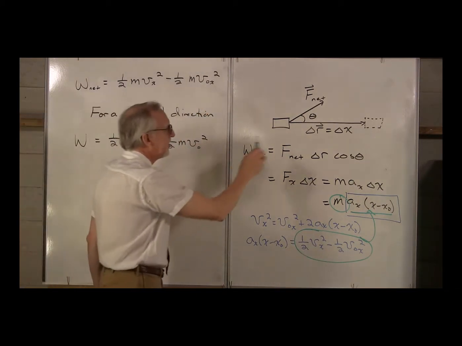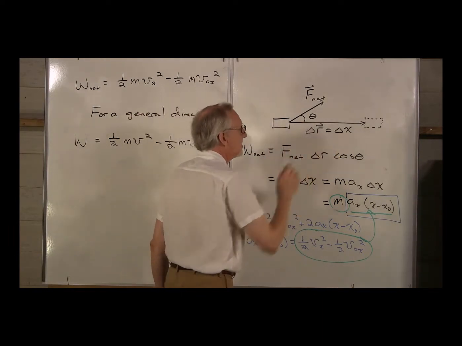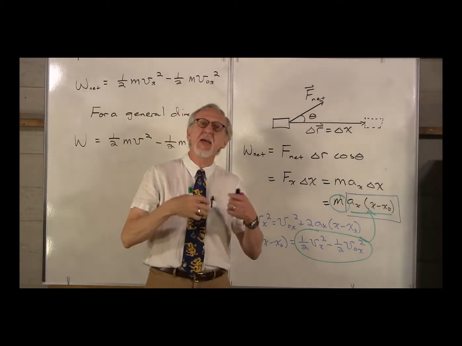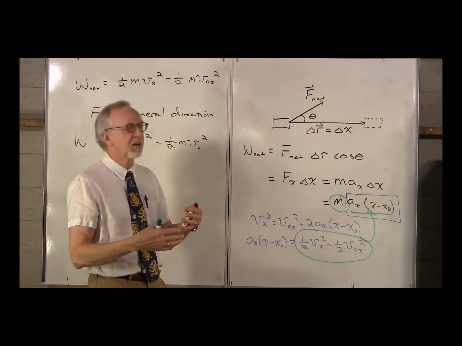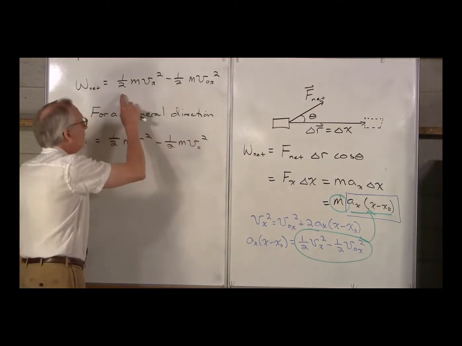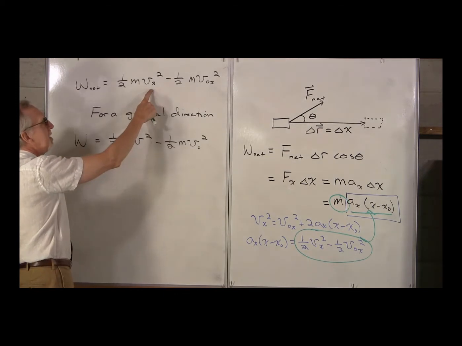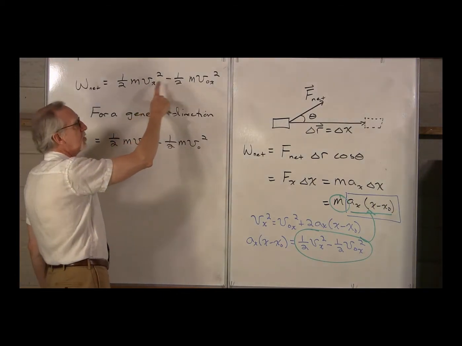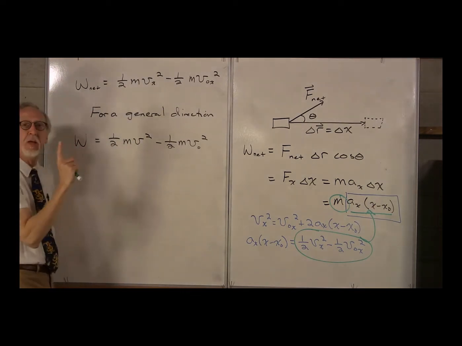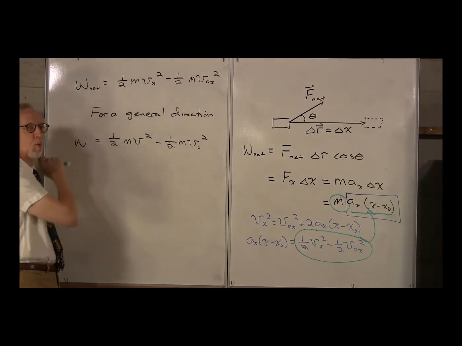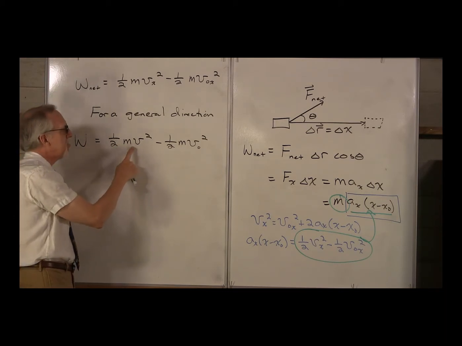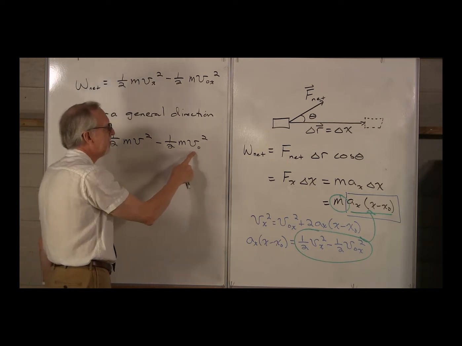We derived this assuming that delta r was in the x direction. But for a general direction, where we define delta r as being in some random direction, not along the x-axis, we get this same result, but with the magnitude of the velocity squared and the magnitude of v naught squared. So we can write this as W. Let's remember, this is the net work done. The total work done on the object is equal to 1/2 mv squared minus 1/2 mv naught squared.